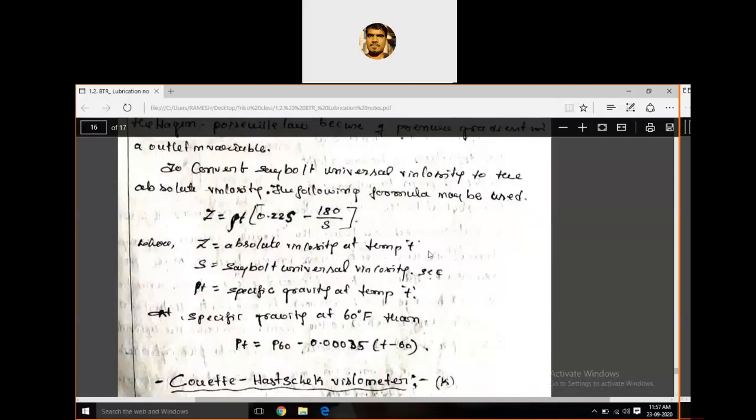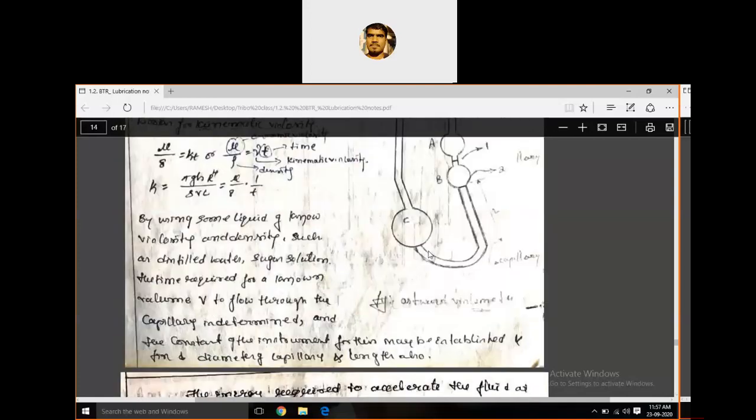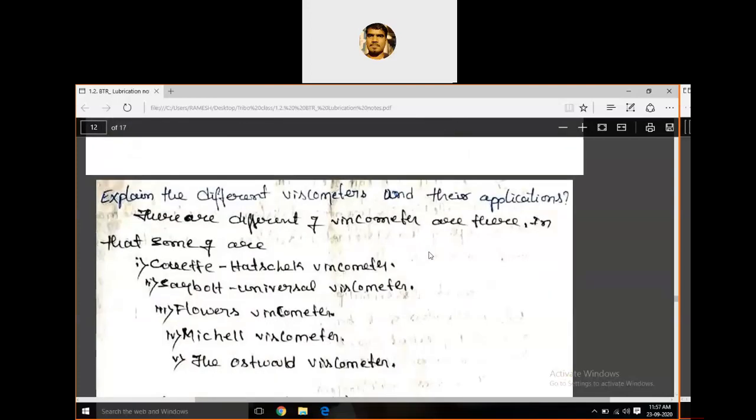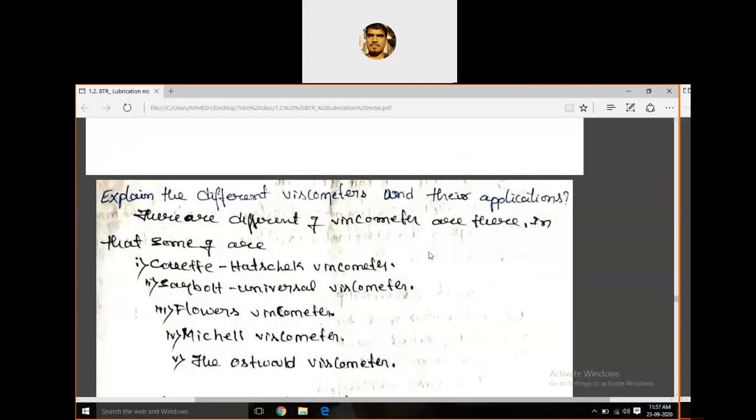Okay, so these are the five important types of viscometers. One is the Lawes viscometer, which we discussed. The Michael viscometer, we discussed. The Ostwald viscometer, the Saybolt Universal viscometer, and the Couette viscometer.